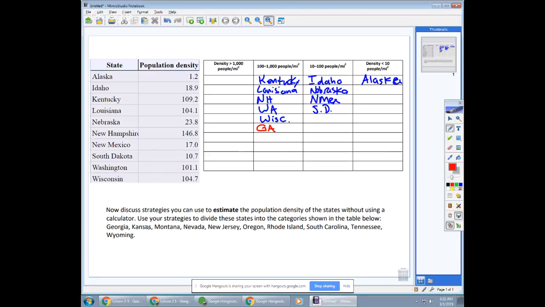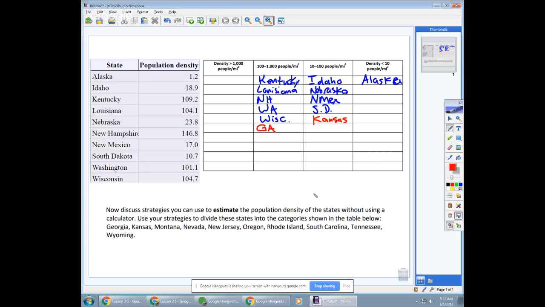Let's guess at 2 more, and then we'll actually check it out. Let's see, Kansas. What do you think? Is Kansas like Nebraska? Is Kansas like Kentucky or Georgia? Okay, so we're not sure. So we could say, oh yeah, maybe Kansas is here. Kansas more like Nebraska too. Which one? Montana and Nevada.